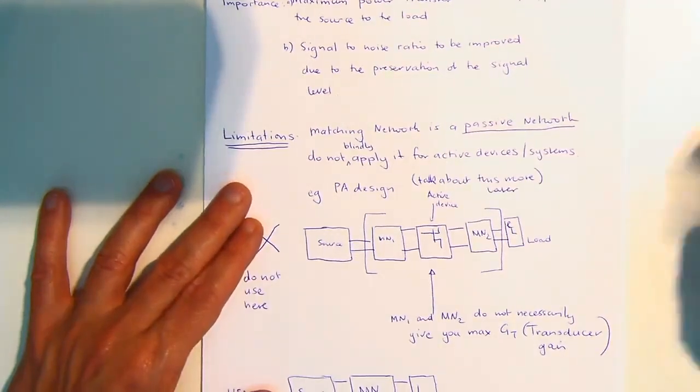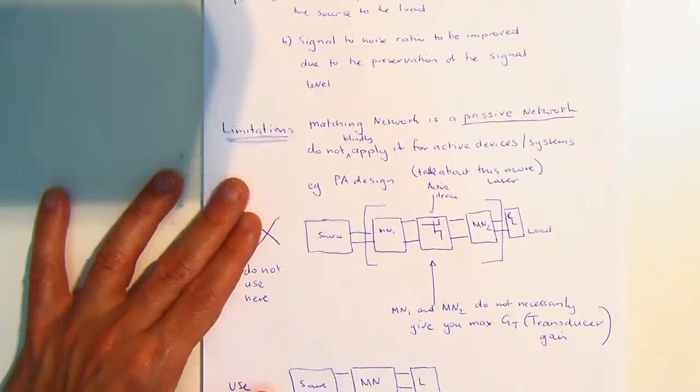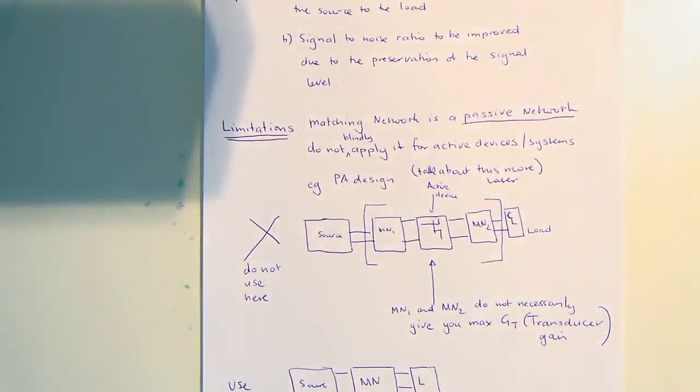people regurgitate time and time again, which is, hey, if you've got a load and you want to match it, you conjugate match it. So if you had 50 ohms, connect 50 ohms to it, or if you had 50 plus 10j ohms, you want 50 minus 10j ohms, right? That's the maximum power transfer theorem. But that theorem only applies when the source impedance is fixed. You've got no ability to change it, and your network is passive.